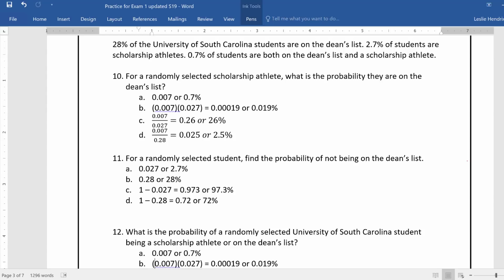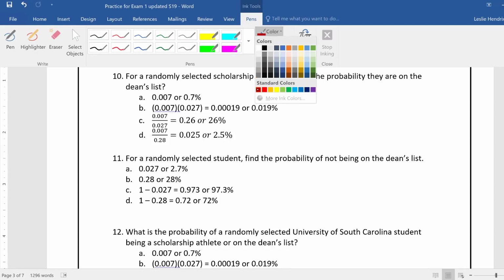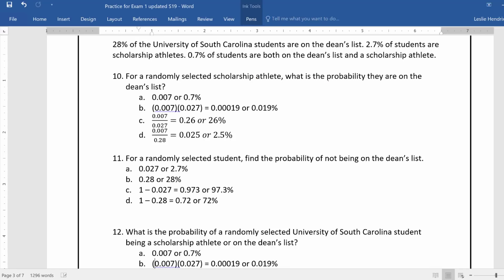Remember, I first recommend taking the English language and writing your probability statement down. So what's the probability that we're looking for here? We're looking for the probability of being on the Dean's List. But we have some additional information, right? Given that you're a scholarship athlete. So we want the probability of the Dean's List given a scholarship athlete.